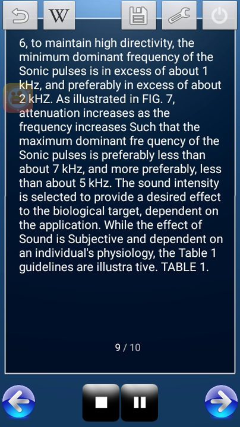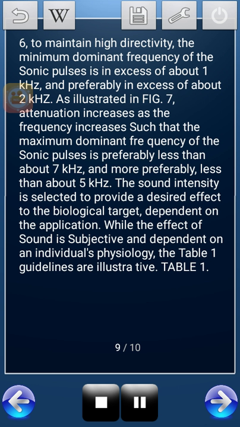To maintain high directivity, the minimum dominant frequency of the sonic pulses is in excess of about 1 kHz, and preferably in excess of about 2 kHz, as illustrated in Fig. 7. Attenuation increases as the frequency increases such that the maximum dominant frequency of the sonic pulses is preferably less than about 7 kHz, and more preferably, less than about 5 kHz. The sound intensity is selected to provide a desired effect to the biological target, dependent on the application.